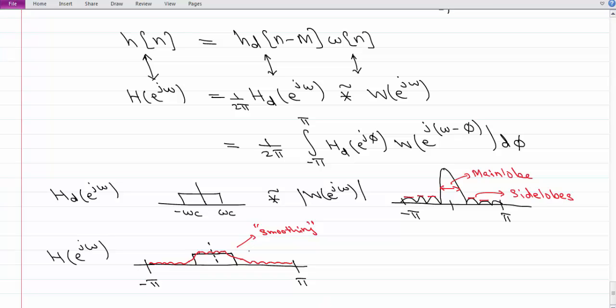So this is what your new frequency response looks like. It has smoothing, and it has ripples in the pass and stop bands.